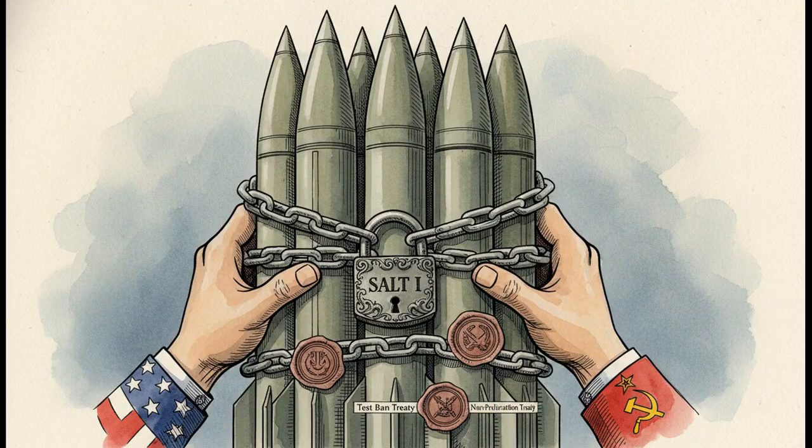The other big focus was getting a handle on the insane arms race. So you had the Test Ban Treaty, which banned all those dangerous nuclear tests in the atmosphere. You had the Non-Proliferation Treaty, which was an attempt to stop other countries from getting the bomb. And then SALT I, which was a huge deal, the first time ever the superpowers actually agreed to put a cap on the number of nuclear missiles they could have.